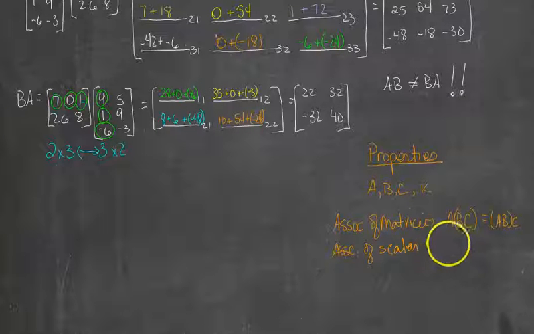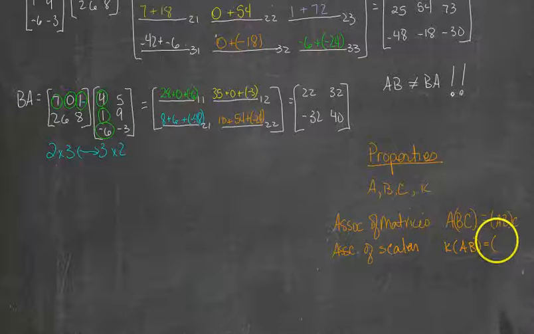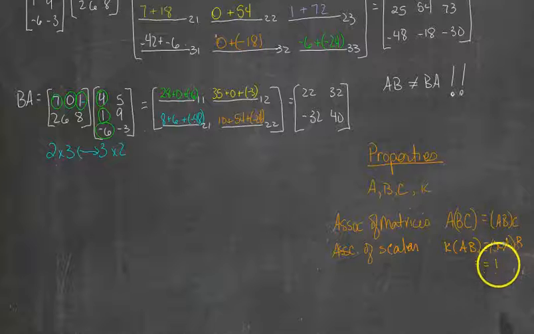Same thing with the scalar, associative property of scalar multiplication. If I have a scalar times A times B, I can either multiply the scalar times A and then multiply B, or I can choose to multiply the scalar times B and then multiply by A. So it doesn't really matter which way I multiply first for scalars.